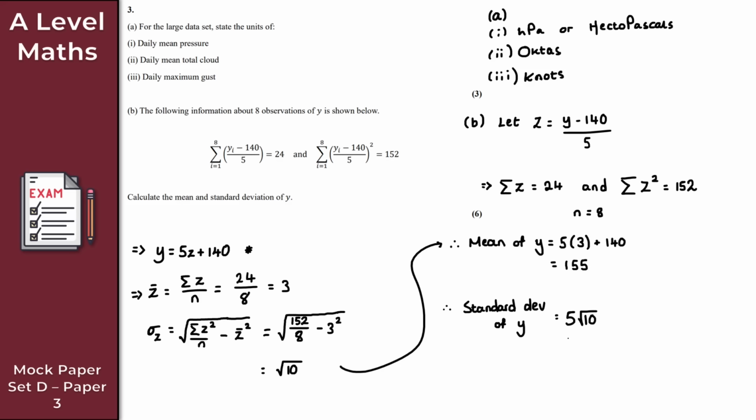So 5 root 10, or whatever that is, as a decimal. I didn't calculate that, so let me just quickly do that on my calculator, which I don't have to hand, so I'm going to use my phone. So 5 times then root 10. And that gives me 15.8 there to 3 significant figures. So 15.8 there. And there we go. So this here is the standard deviation of y. And this here is the mean of y, right?